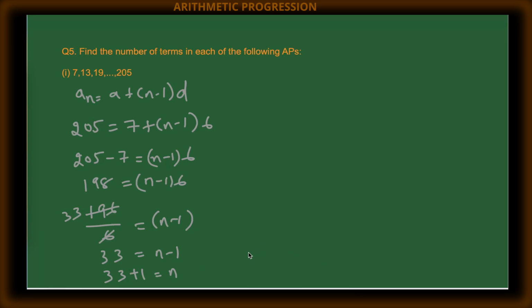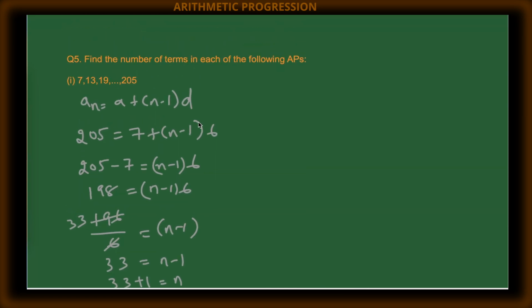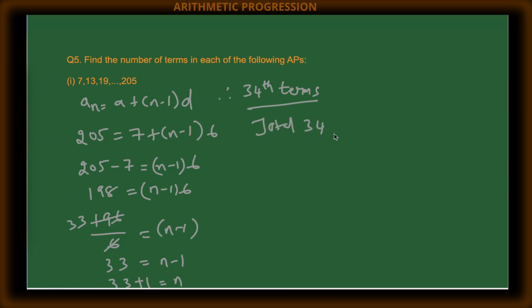So this becomes 34 is equal to n, or n is equal to 34. So it is the 34th term. There are 34 terms totally. Okay, hope this is clear. Let's move to the next question, students.